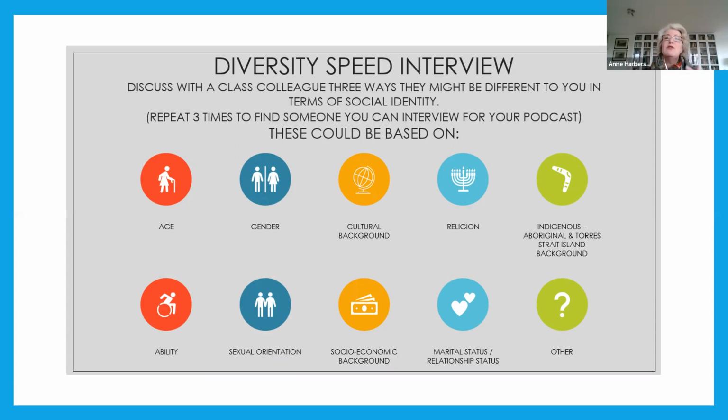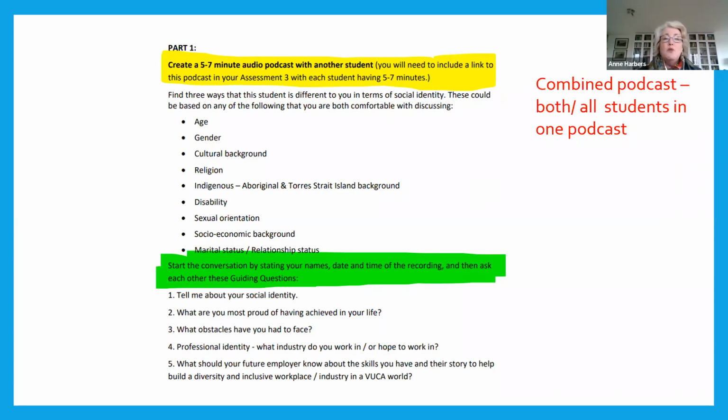You have to then look for other ways that your social identity may be different. And in the class, it's going to be repeated a number of times so you can meet some different people. Then part 1, as we said, based on finding at least 3 ways you're different from someone else in the class, you have this set of questions. Tell me about your social identity. What are you most proud of achieving so far in your life? What obstacles have you had to face so far?